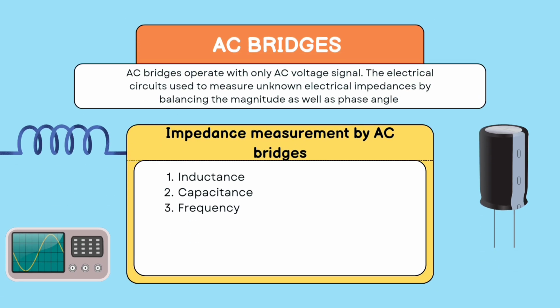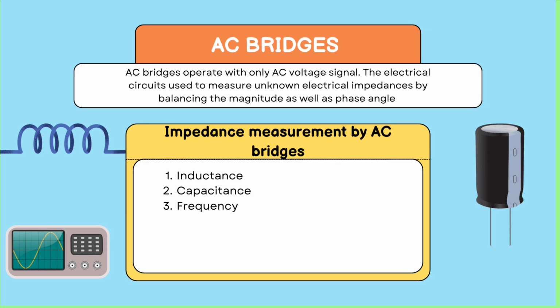What are AC bridges? AC bridges operate using alternating current, AC, voltage signals. Unlike DC bridges, which primarily measure resistance, AC bridges can measure both the magnitude and phase angle of an unknown impedance. This makes them versatile for a wide range of applications.